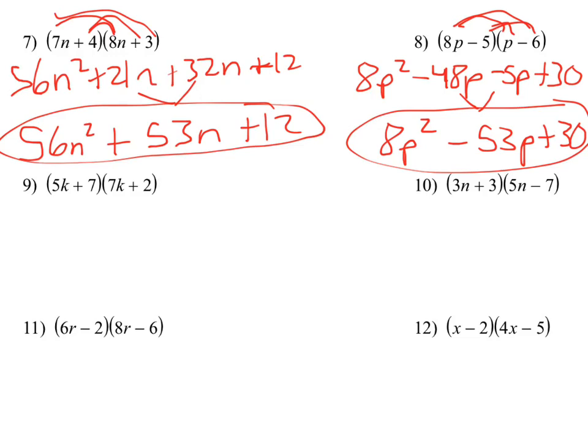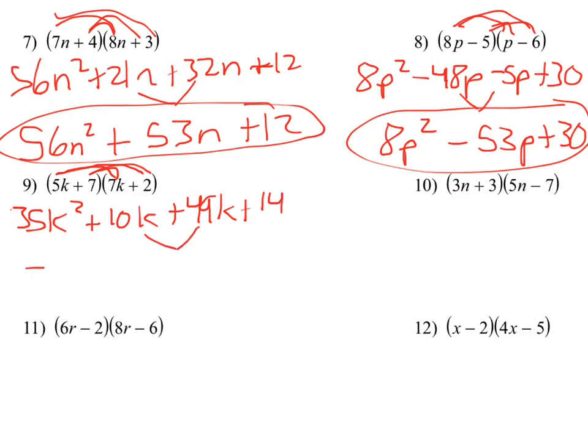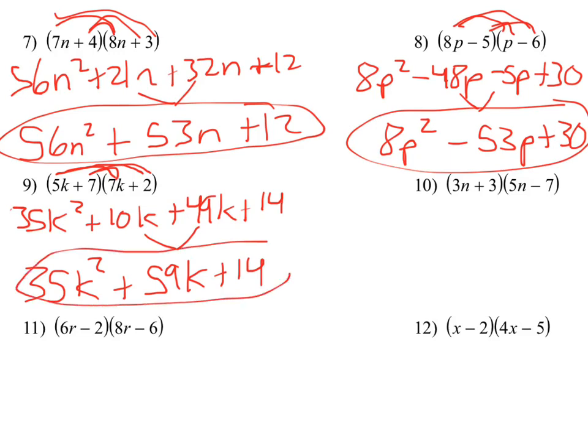and that one's good to go. Moving on to 9, you're going to take 5k times the 7k, take 5k times the 2. So that's going to give you 35k squared plus 10k. And then 7 times both of those, 7 times 7k is going to be 49k. And 7 times 2 is 14. Combine those inside numbers together. 35k squared plus 59k, and then plus 14 on the end. Gives you this one here.